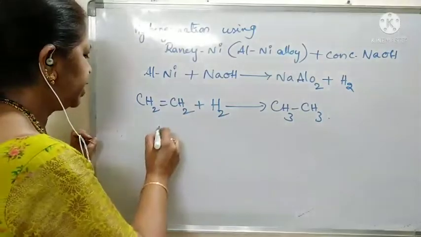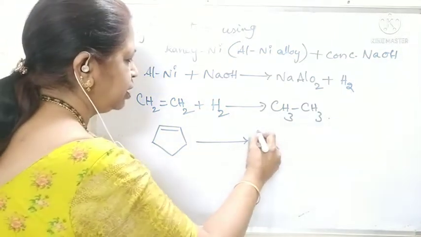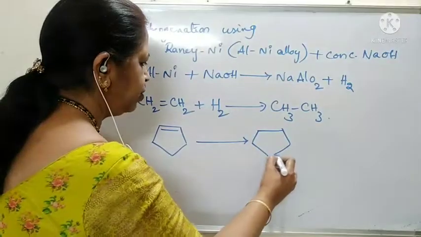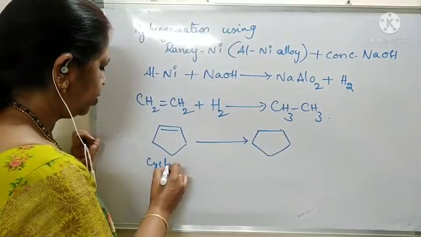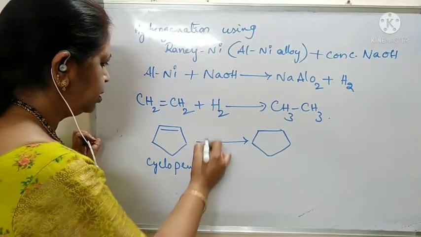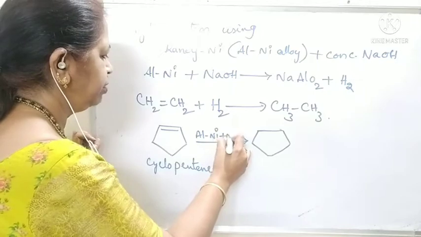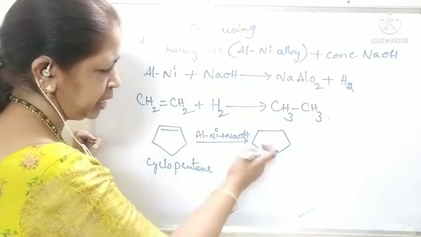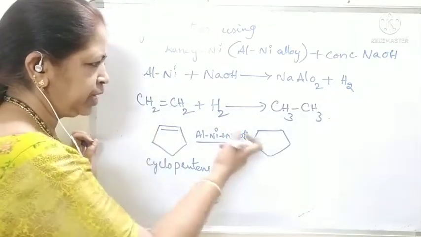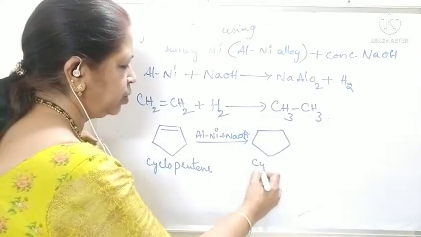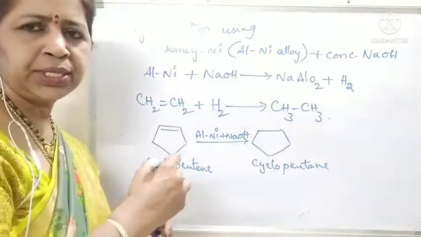We can have a cyclic compound also. Cyclic unsaturated compound also can be converted into a saturated molecule by using this Raney-Nickel. This is cyclopentene. With Raney-Nickel, Ni in presence of NaOH which supplies hydrogens, the hydrogen reacts with the unsaturated bonds, the pi bonds, and makes it saturated to make it cyclopentane. Cyclopentane.